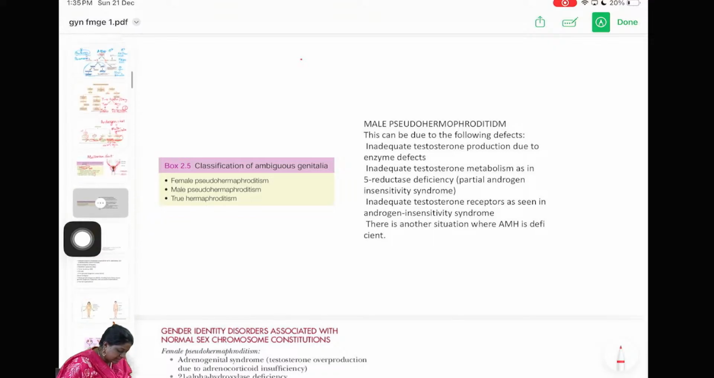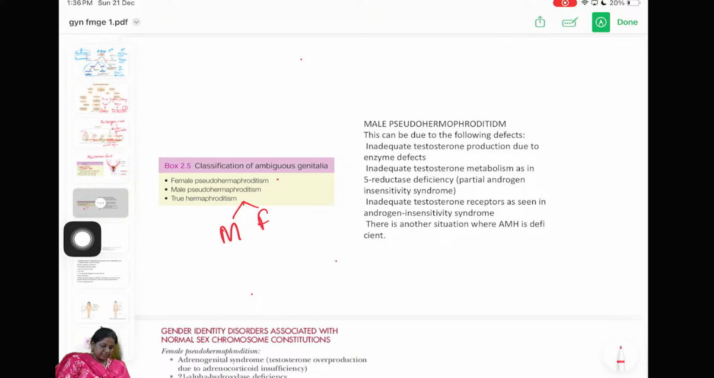Any problem in the process of development is going to result in ambiguous genitalia. Ambiguous genitalia can be male pseudohermaphrodite, female pseudohermaphrodite, or true hermaphrodite. True hermaphrodite means there is both the presence of male features and female features. So what are the male and female pseudohermaphrodite?